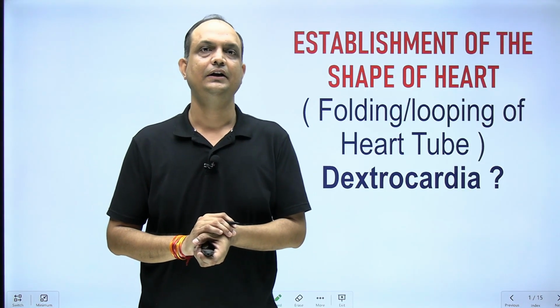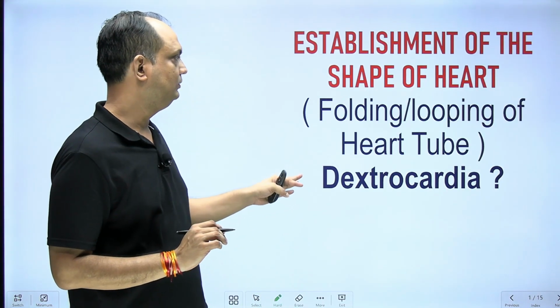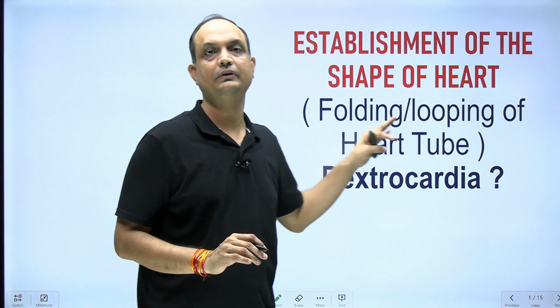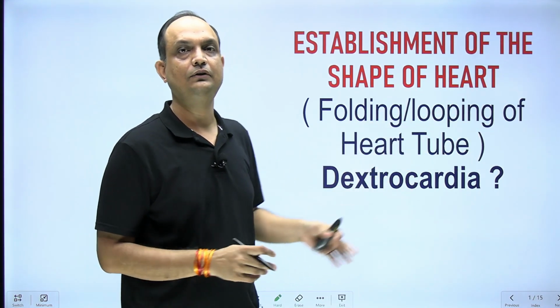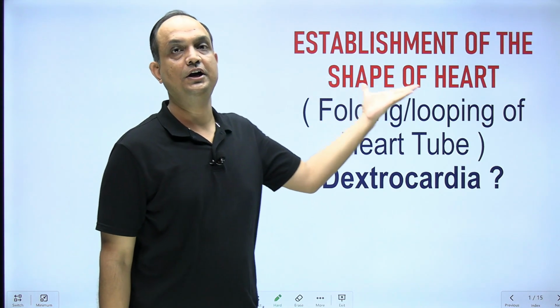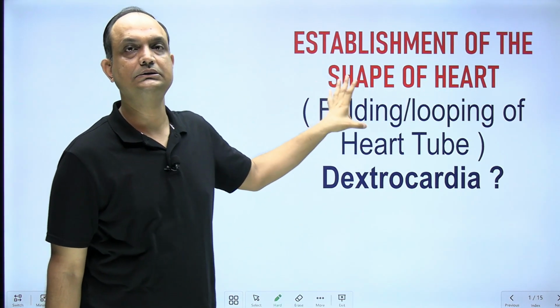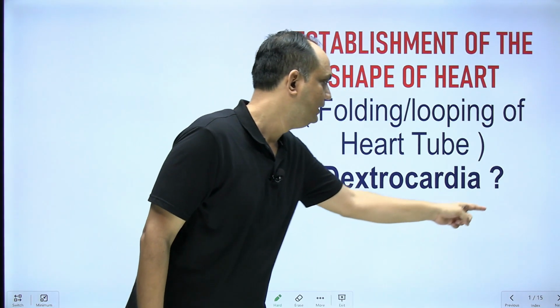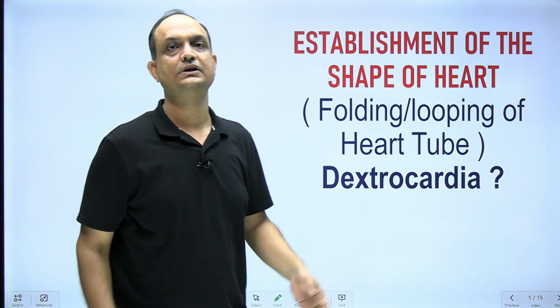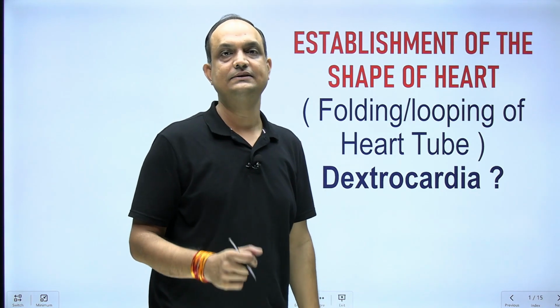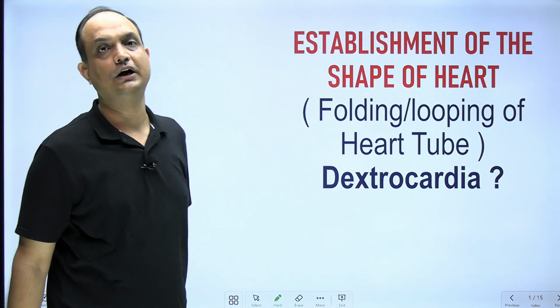Hello students, in today's lecture I will discuss the folding or looping of your developing heart tube so that you will have the normal shape of an adult heart. Plus, if an abnormality occurs in the looping, it will lead to an embryological defect known as dextrocardia. So let's discuss the folding of the heart tube.